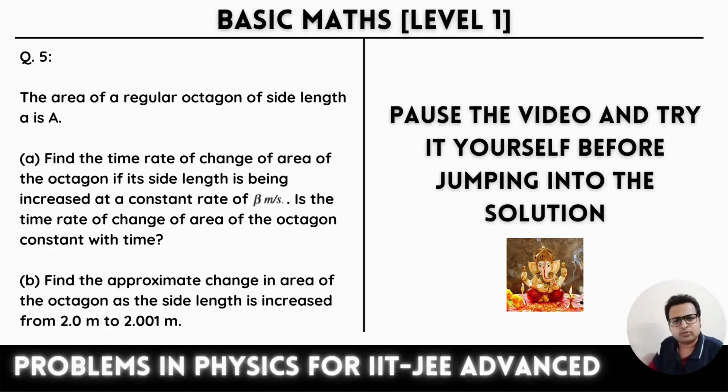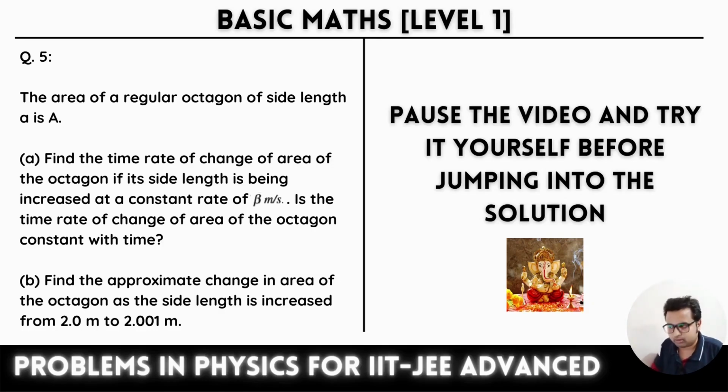Okay, so next problem, as you can see: the area of a regular octagon of side length a is A. So we have an octagon, you know, an 8-sided figure. Each side is of length a and the area is capital A. We have to find the time rate of change of area of the octagon if its side length is being increased at a constant rate of beta meter per second.